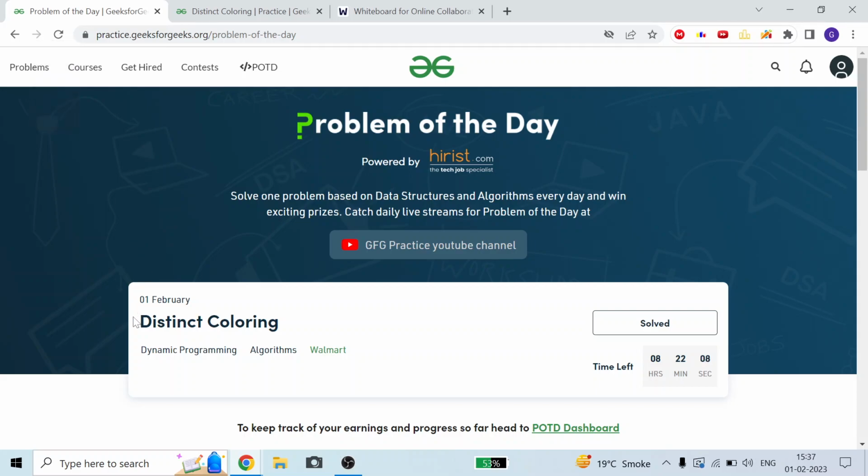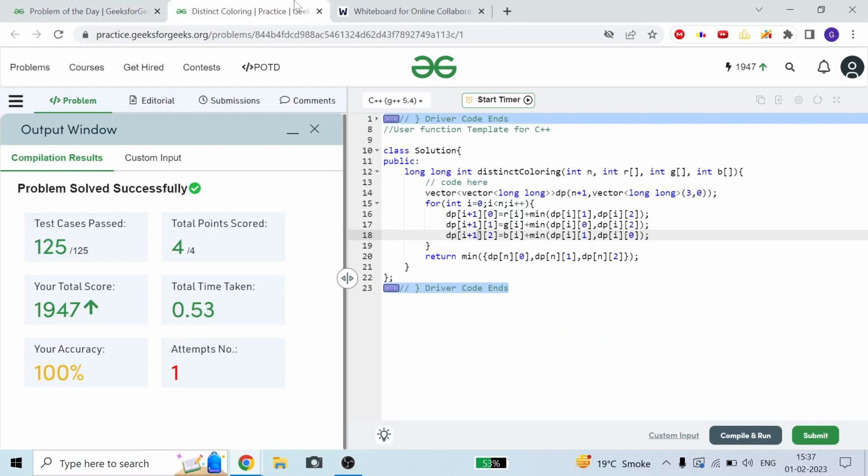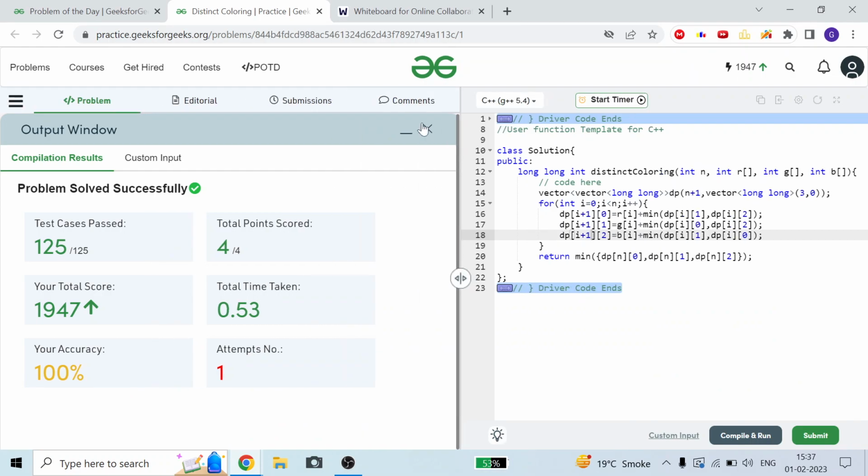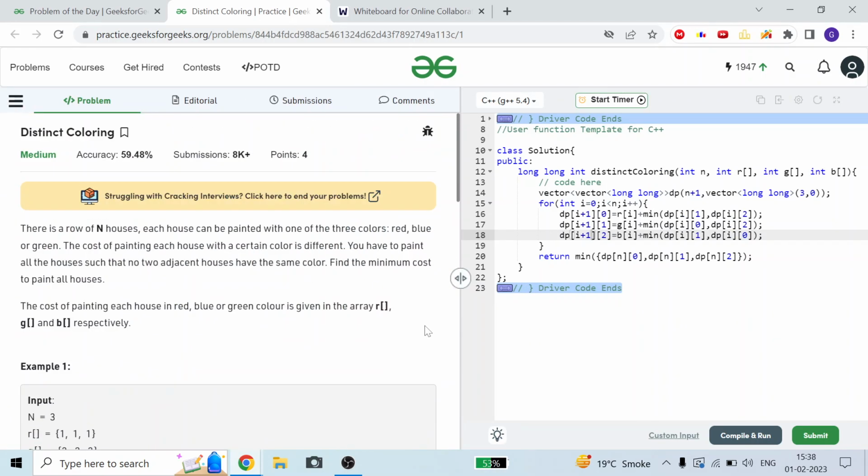Today we are going to discuss this distinct coloring problem of GFG. So let's move on to the problem, guys. This is a very simple DP problem, very simple.